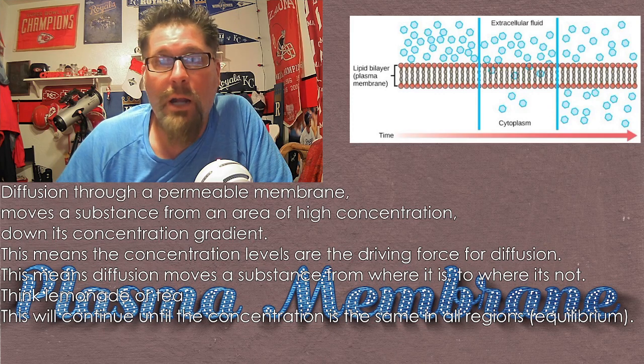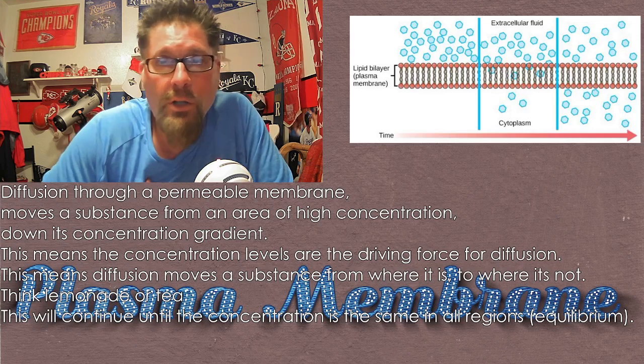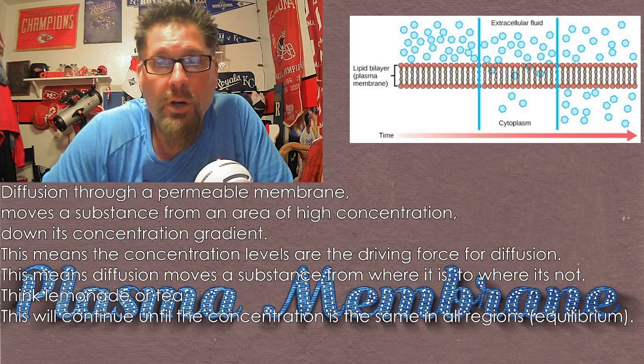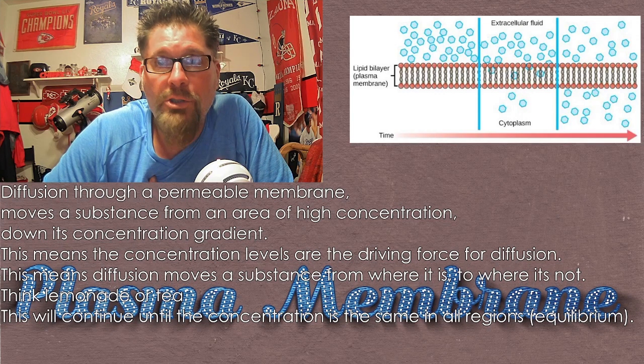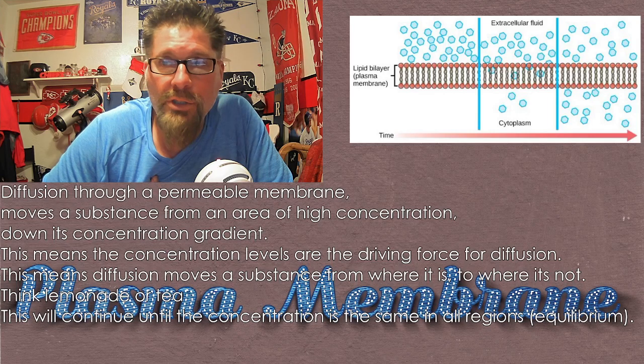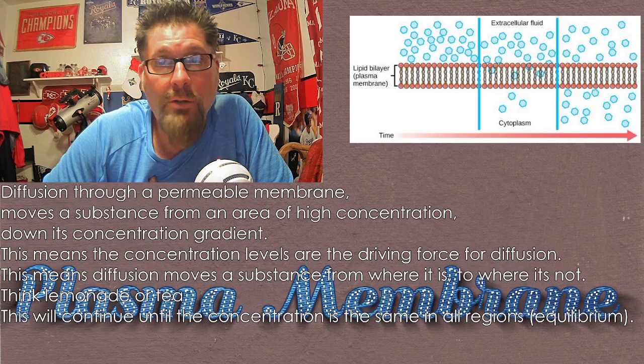This is a kind of 1, 2, 3 parts. In the first section on the far left, all the material is on the outside of the cell and none on the inside. In the middle picture, you can see that material starts to move through, and in the third picture, the far right, you can see that it has balanced out.